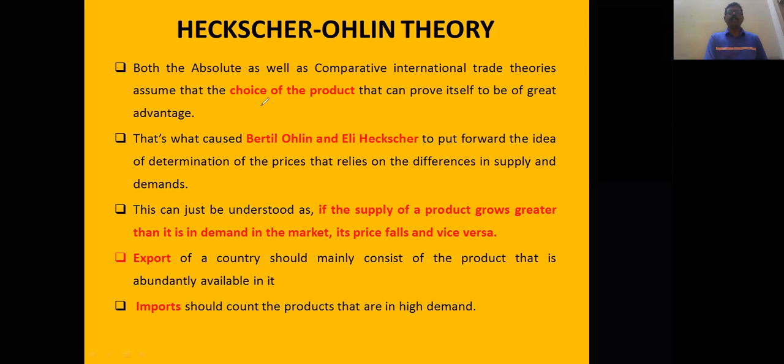Ohlin stated that if the supply of products grows greater than the demand, the price falls. The demand and supply conditions must be in an equilibrium state. Then the demand will be unaltered. If the supply is more than the demand, prices fall. If the demand is more than the supply, then automatically the prices escalate. These are the two postulates stated by him.